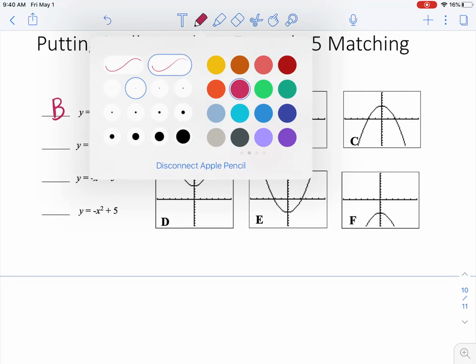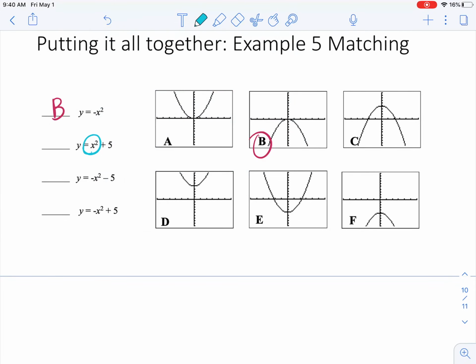Now this next one is supposed to open up because it's just x squared, and it's supposed to shift up too. So A opens up, but it starts at 0, 0, so it's not A. Now this opens down, so it's not C. F opens down, so it's not F. E opens up, but it starts below. Well, if it's 5, it's supposed to shift up, so it should start above the x-axis. So it's not E, and that means it's D. D goes up, and its starting point, the vertex, is above the x-axis. So that's D.